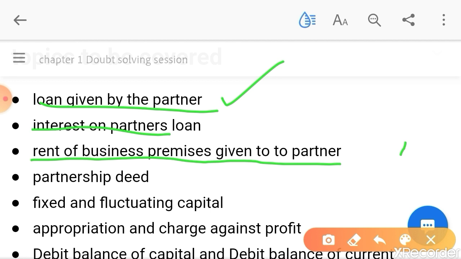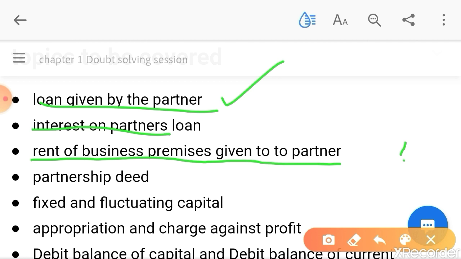So what will be the journal entry? Again, it's an expense from the point of view of the partnership firm, so it will be debited. So rent on business premises account will be debited and partner's capital account will be credited. And where will it be transferred? It will also be transferred to the profit and loss account. So what will be the transfer entry? P&L account debit to rent of business premises account. I hope these two entries are clear.